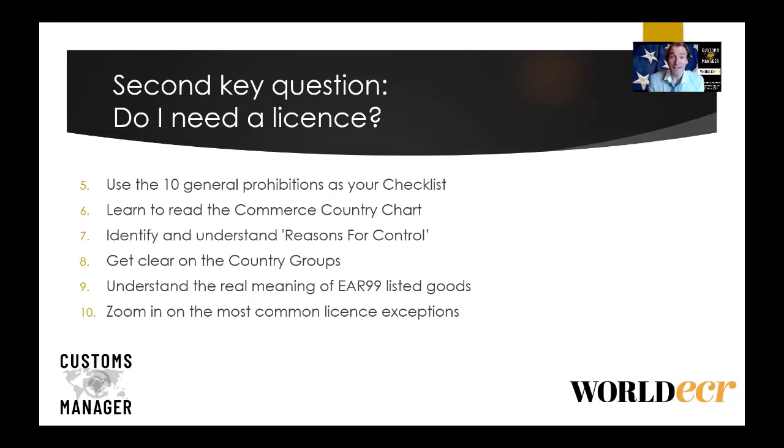The fifth tip I can give you is to use the 10 general prohibitions as your checklist. We'll be able to go through that in our training. Sixth, please learn to read the Commerce Country Chart. Seventh, understand the reasons for control as provided for by the EAR. Eighth, get a clear understanding of the country groups, how they work and what they mean. Ninth, understand the meaning of the EAR99 listed goods. And then tenth, finally, zoom in on the most relevant license exceptions.